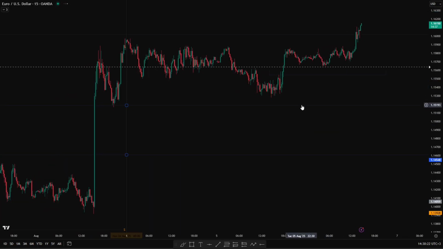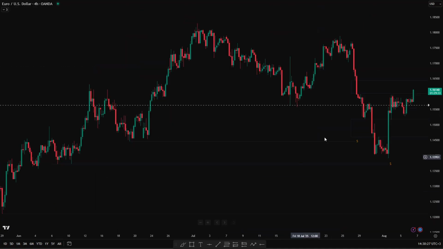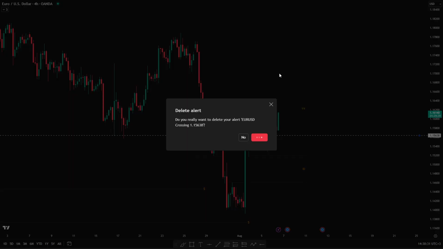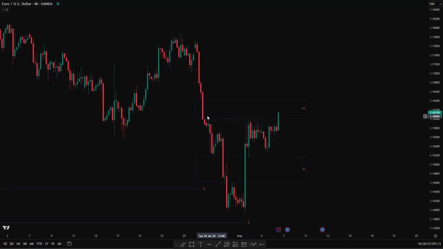Also, like a nice confirmation from the euro, we saw also a displacement to the upside. It doesn't seem, first let's remove this alert, we no longer need it. It doesn't seem that it's afraid. Price is not afraid of this fair value gap. In fact, it's just moving towards this fair value gap as if it doesn't exist. So this is nice to see.